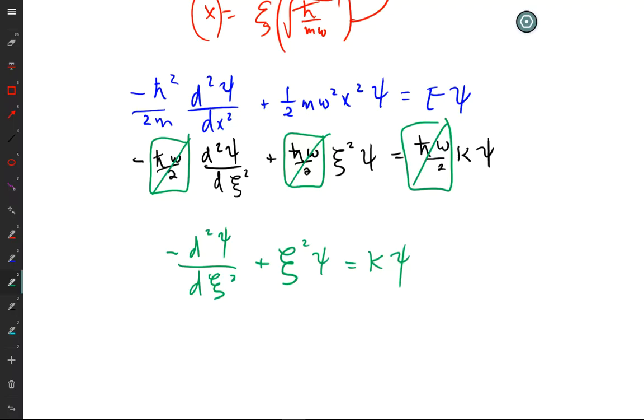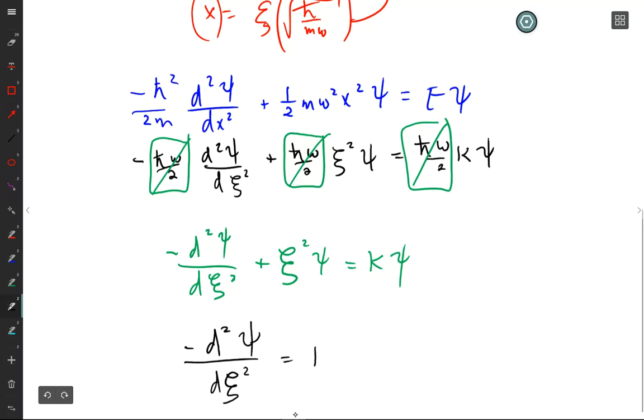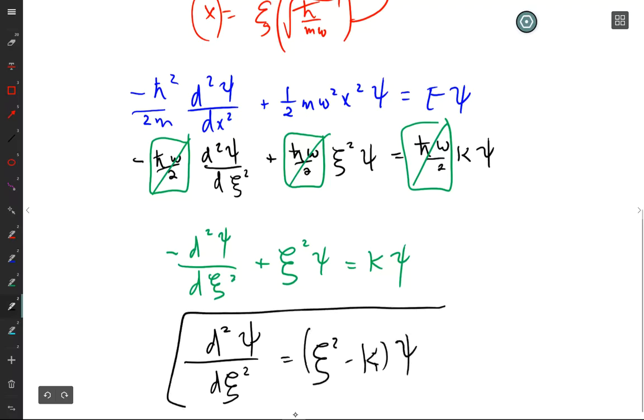Given that the c squared psi and kappa psi terms are just something multiplied by psi, we usually rearrange this to the final form of: the second derivative of psi with respect to c squared equals c squared minus kappa, times psi. So that's what we're going to use for our Schrodinger equation when we do the analytical method.